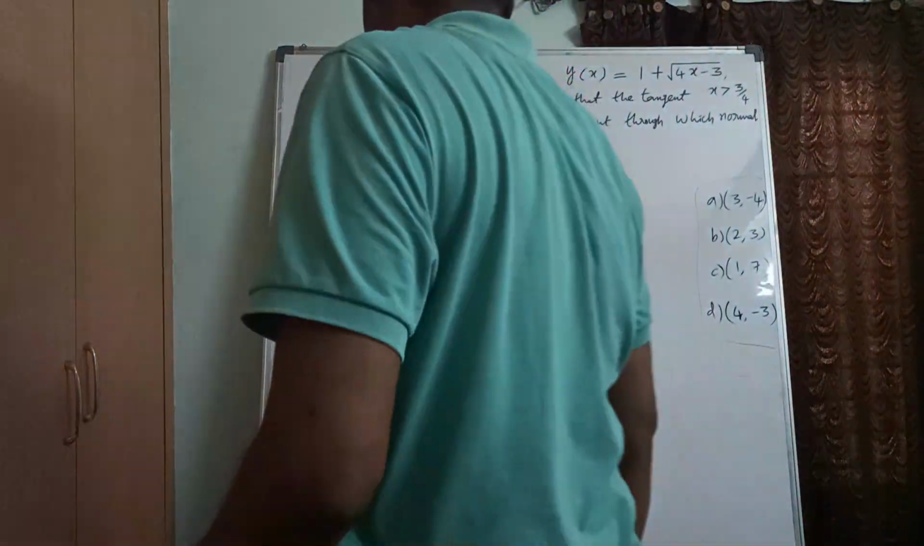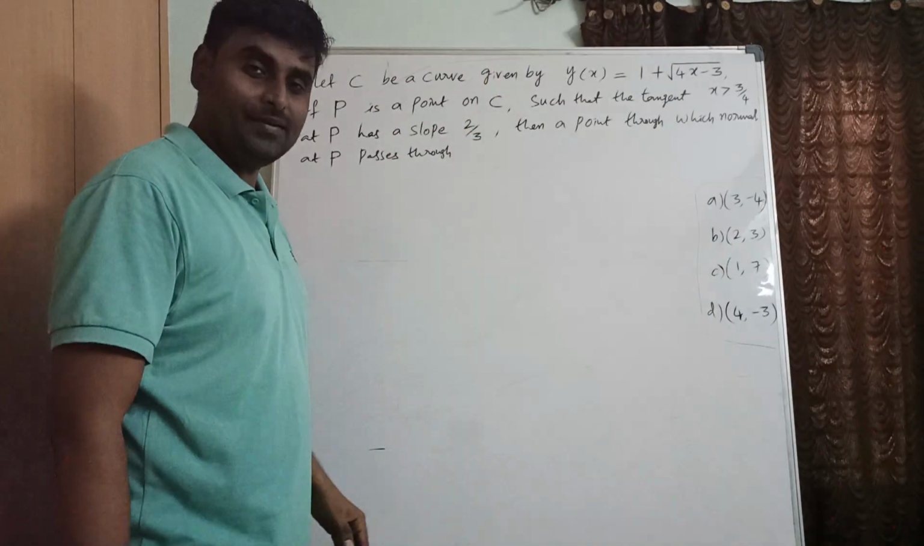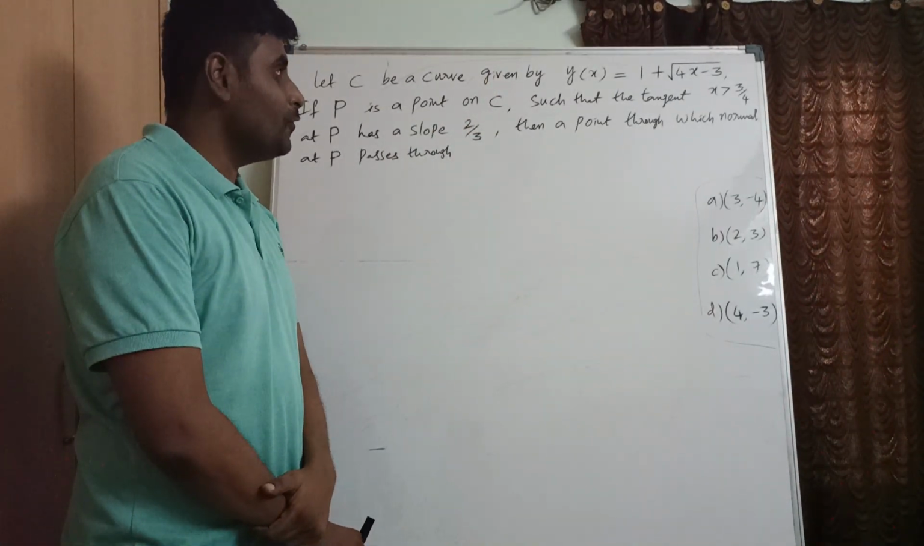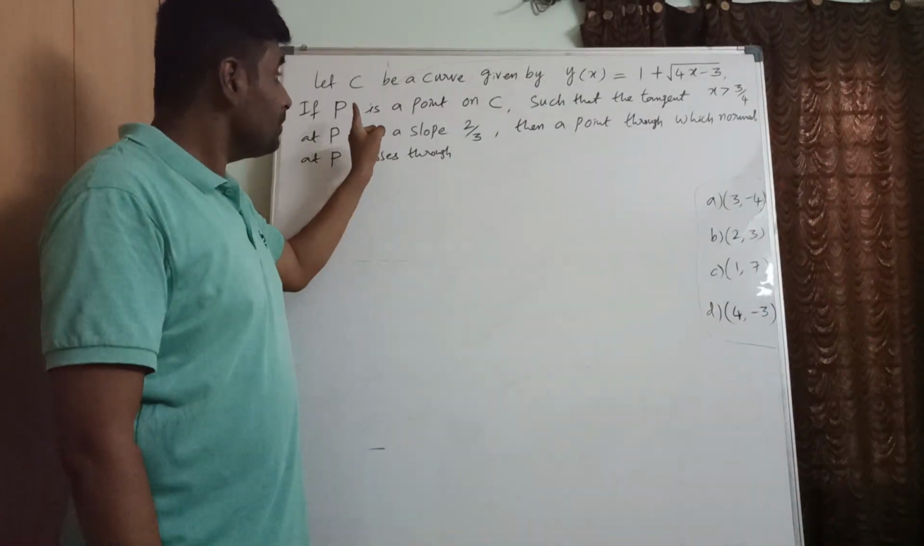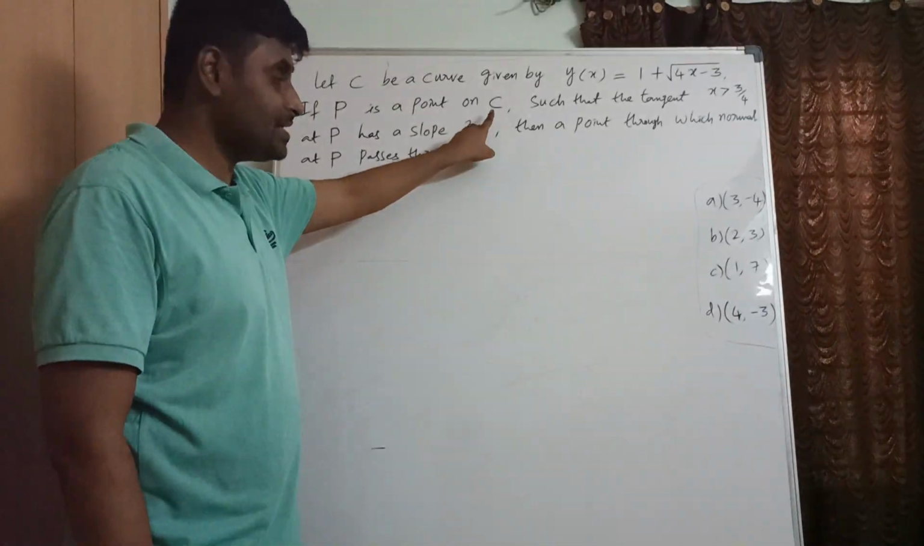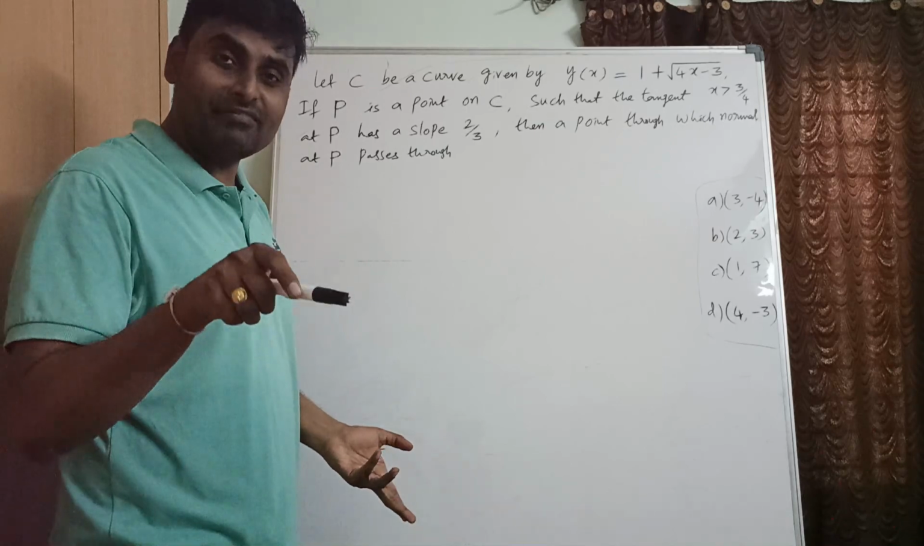Now let us see this question. Let C be a curve given by y of x equals 1 plus root of 4x minus 3. If P is a point on C, C means curve. So there is a point P, but P is not given. So P we have to find out.